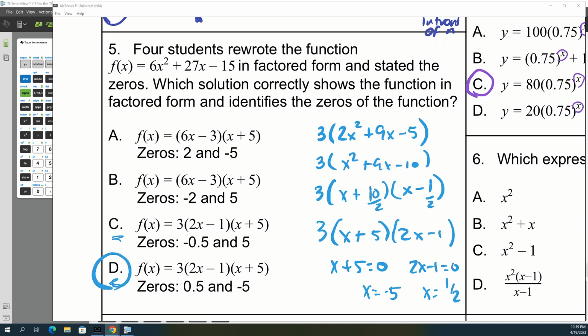Now I'm going to show you another way to do it just by checking the zeros. Definitely going to be easier just to look at the graph.